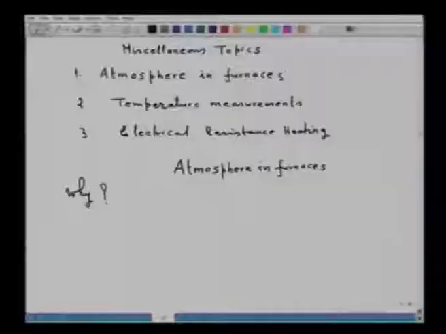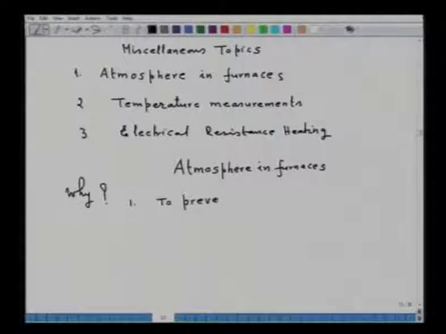So, why do we need it? The first reason, to prevent oxidation. This is particularly required when you are heating, for example, steel alloys below their melting point for thermomechanical processing or for heat treatment purposes. Then oxidation is important, because if you heat them in atmospheric oxygen, then a certain amount of oxidation will occur, and accordingly scale formation is there. So, either you remove the scale or you avoid the oxidizing atmosphere.